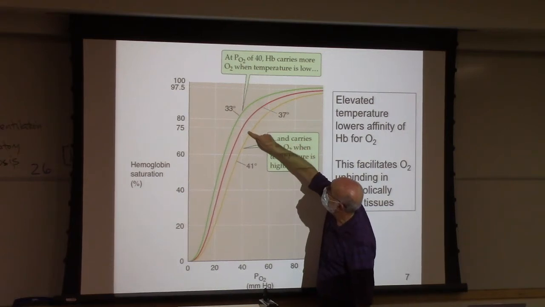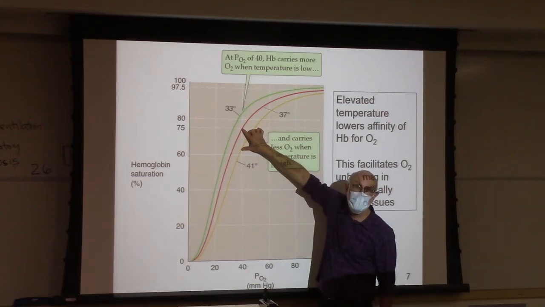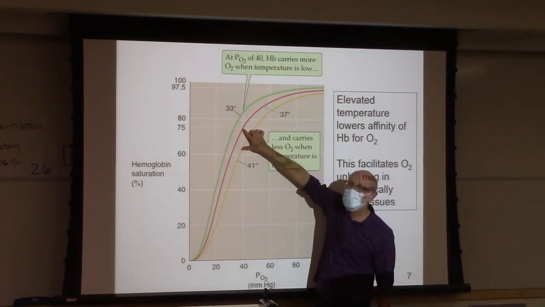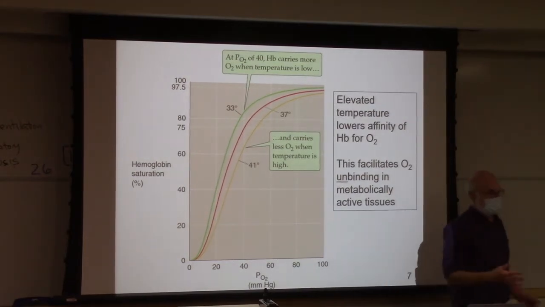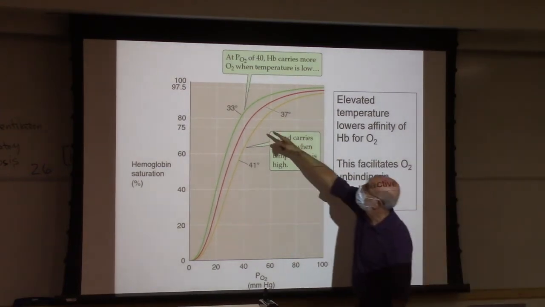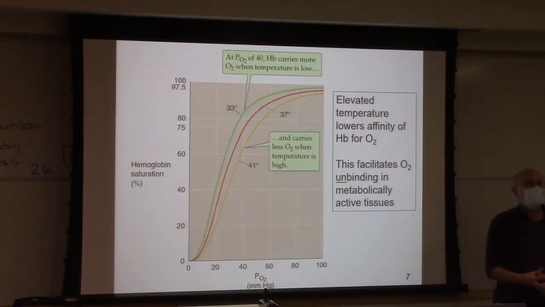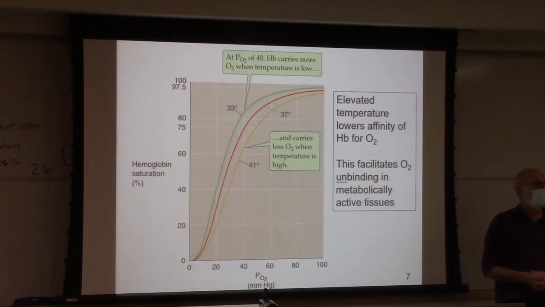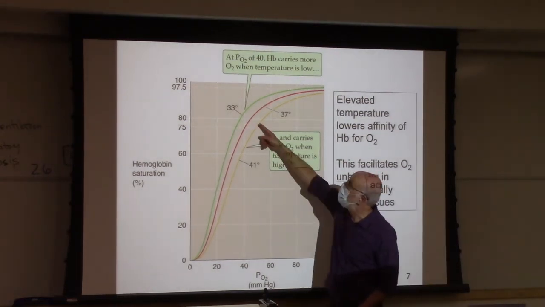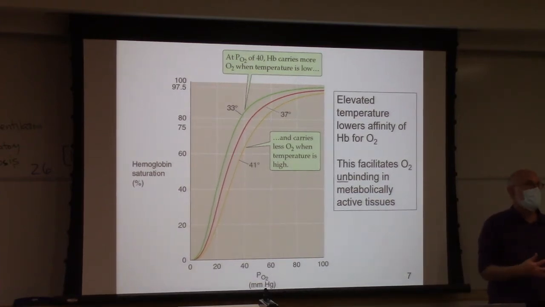We generate heat. So we're going to move from this curve to this curve. And so you can see we're going to unbind more oxygen as we move into metabolically active hot tissues. And so hemoglobin has evolved a mechanism for letting go of oxygen as it gets into the most active tissues. This doesn't work in the brain because our brain doesn't get hot, but it works in our muscles because our muscles do. So metabolically active tissues that generate heat help the hemoglobin unbind its oxygen.